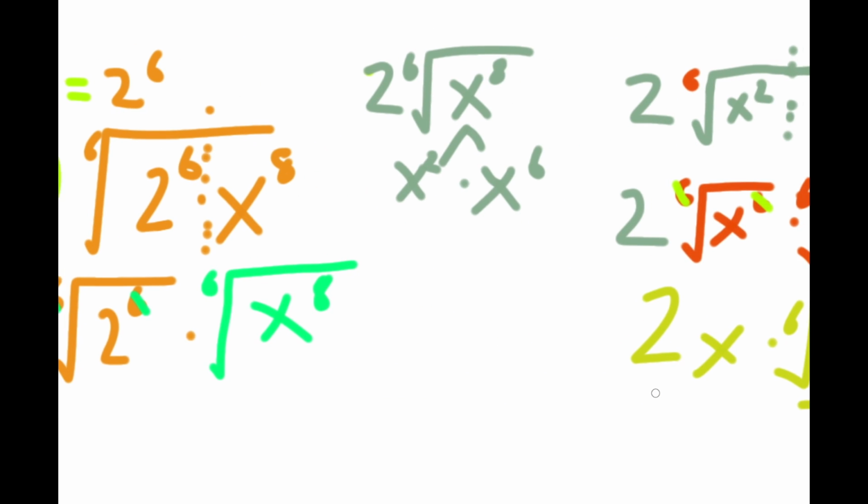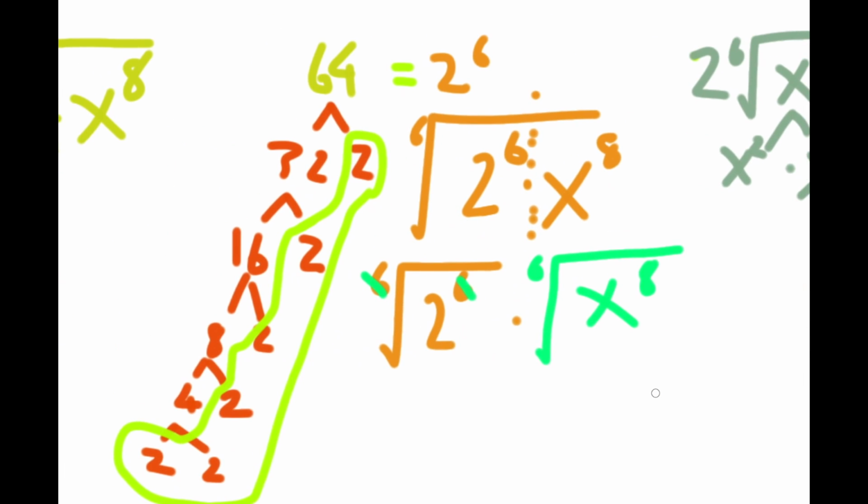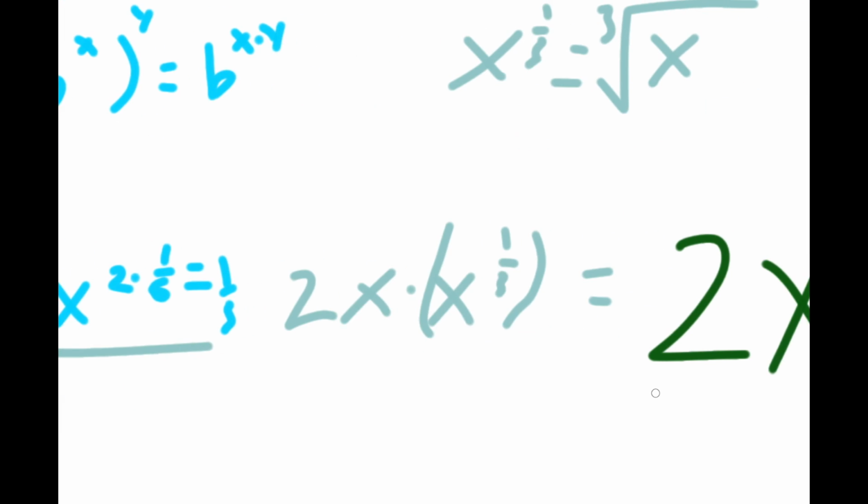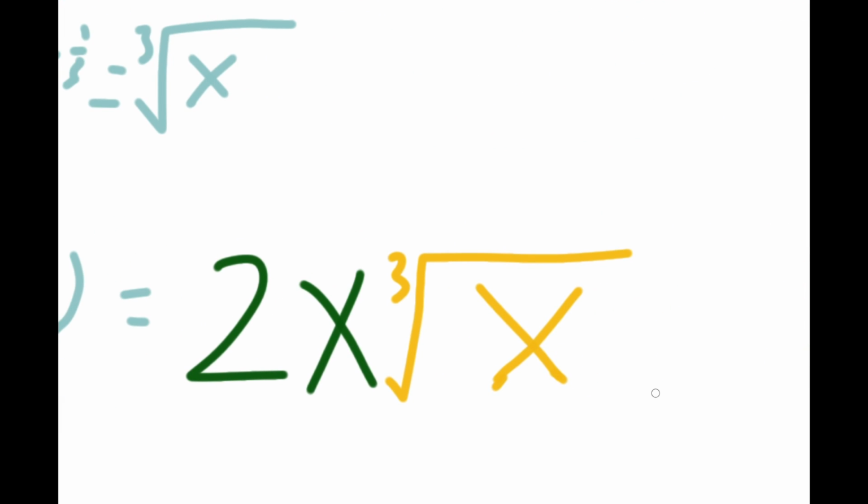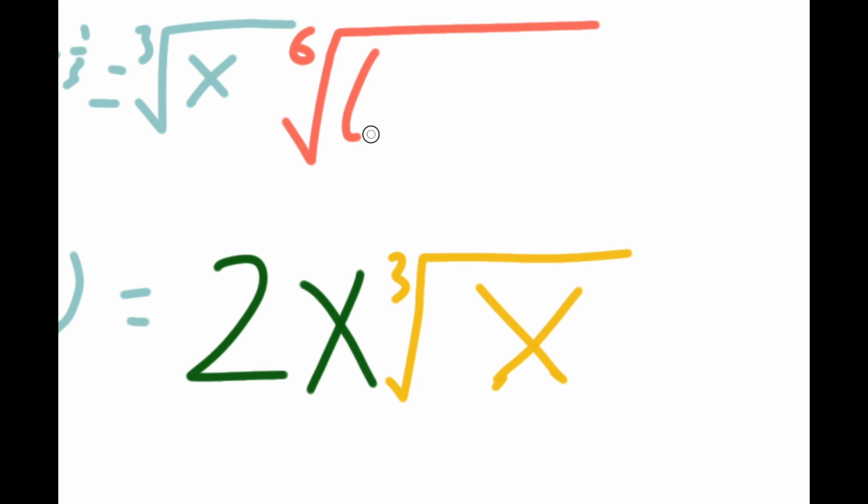And let's look at what we came up with. What was the original? It was the 6th root of 64. Okay, so look at the difference. Here's the original. The 6th root of 64.